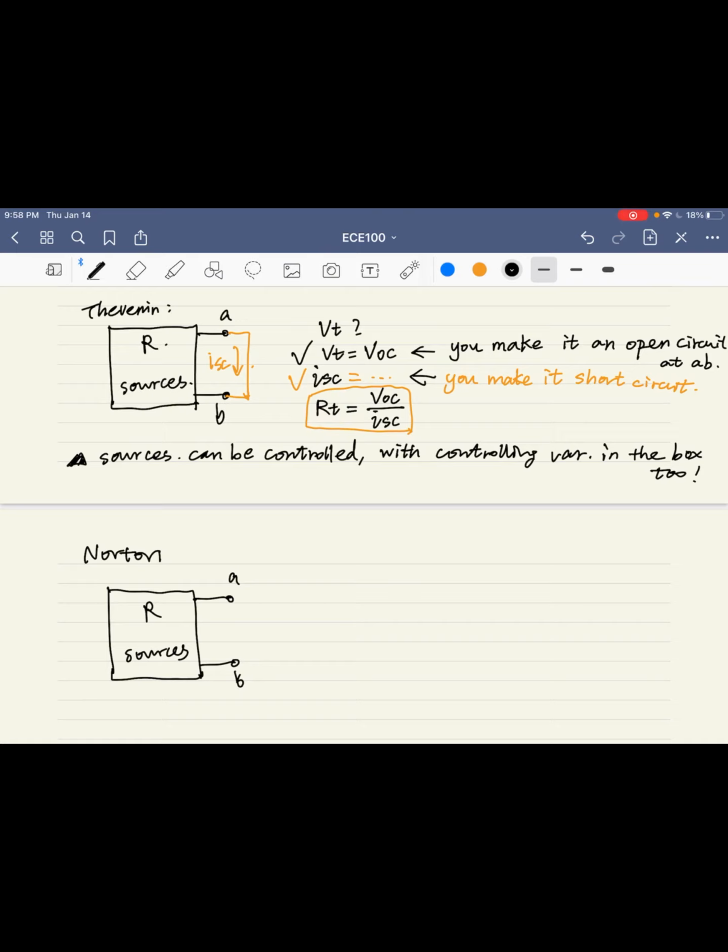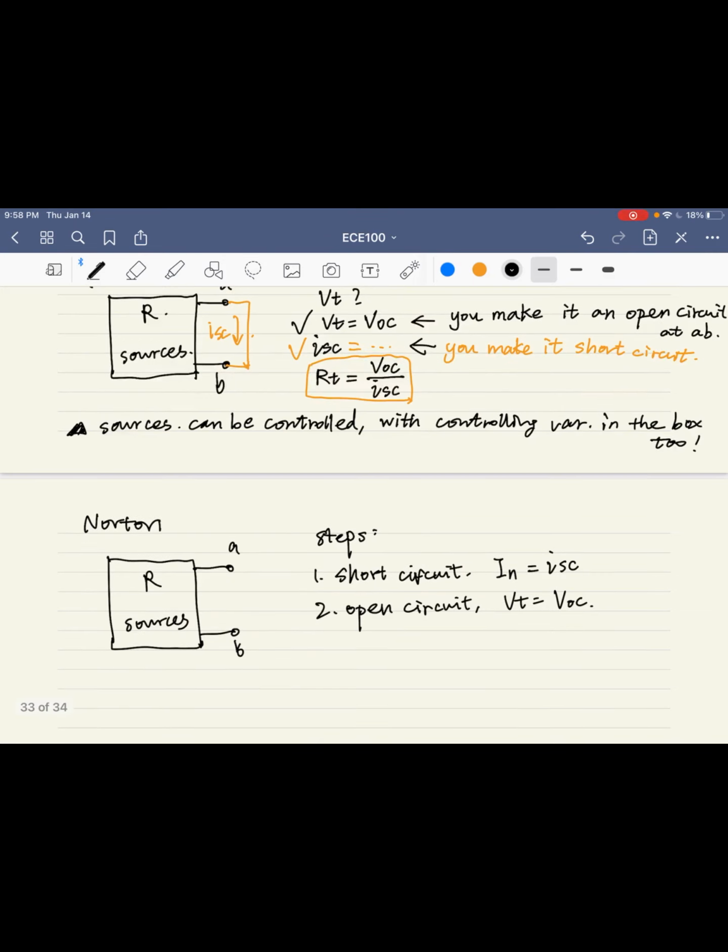For Norton equivalent, the steps are similar. First, make it short circuit. Oh my god, I don't know how to spell it. And find ISC, and then your IN will be equal to ISC. And then make it an open circuit, and the VT is equal to VOC, which is the same as the previous step. And step 3 is to calculate the RT by dividing this over this.